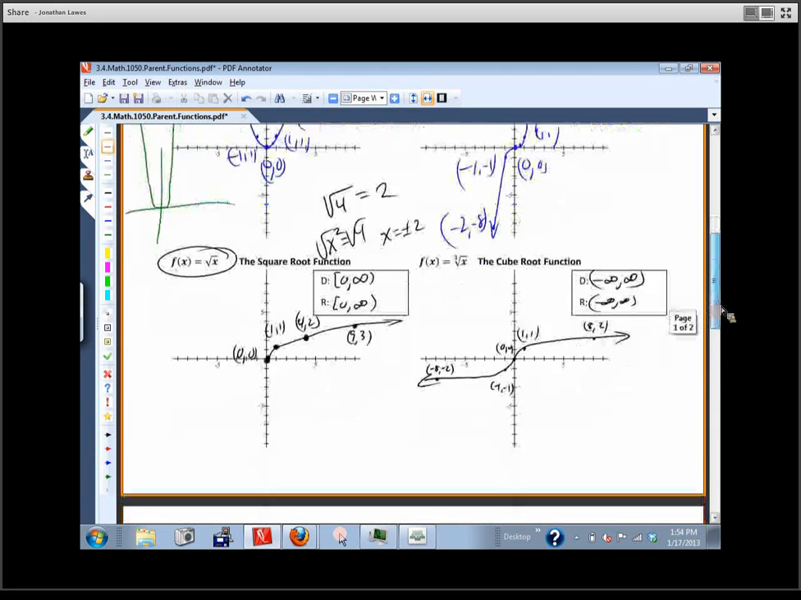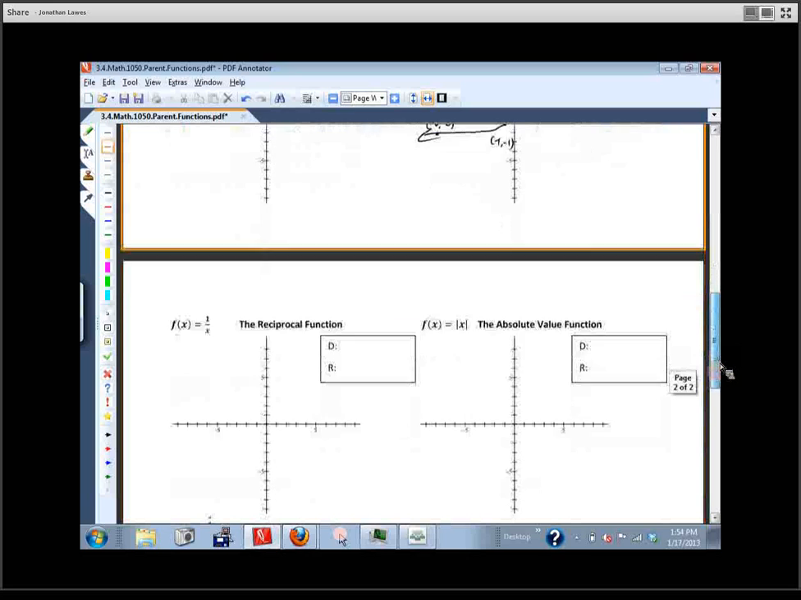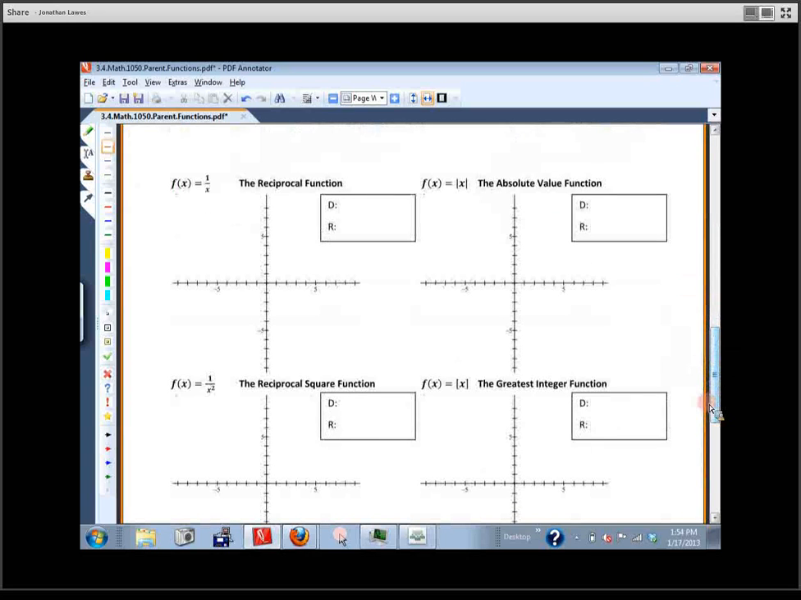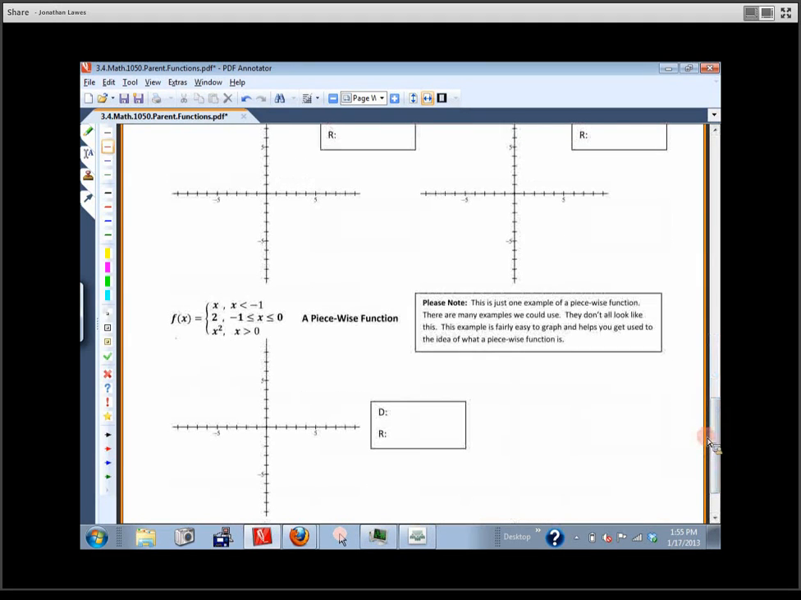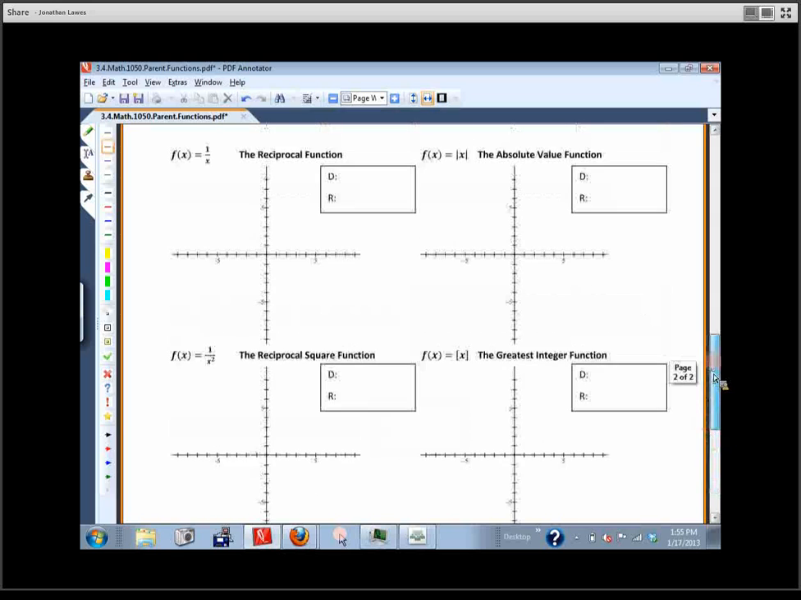Okay. Go ahead and flip the page over. So again, each one of those has a name. You'd want to know the names. On this back side, we're going to talk about the reciprocal function, the reciprocal square function, absolute value function, greatest integer function. And then I think to end with, we deal with a piecewise function. All right? So let's do the reciprocal function.